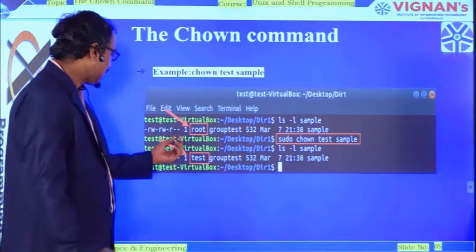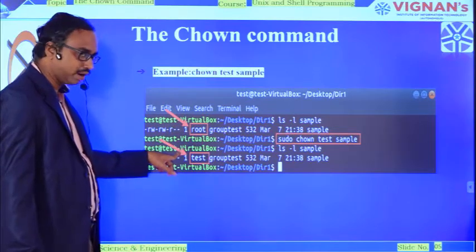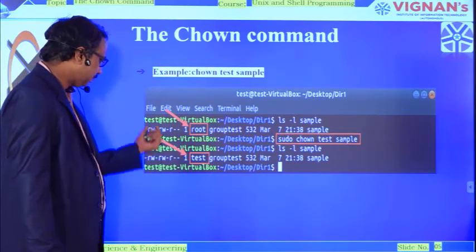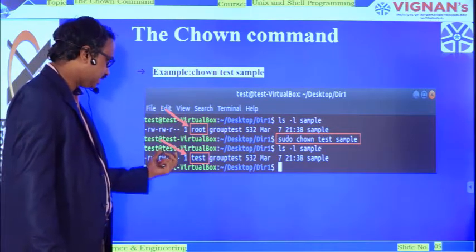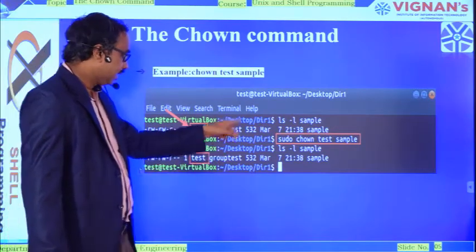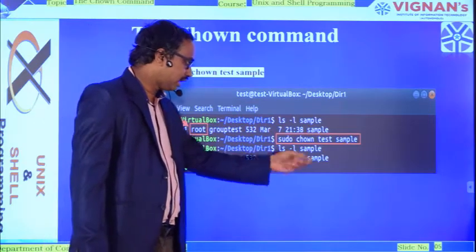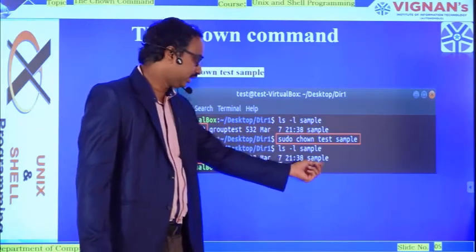Now all of us see here. Whatever changes we have done, it shows again with a red mark. The permissions remain as they are, and the owner root becomes test. The remaining group name is the same, the file size is the same, and the last date of modification along with the file name remains as it is.